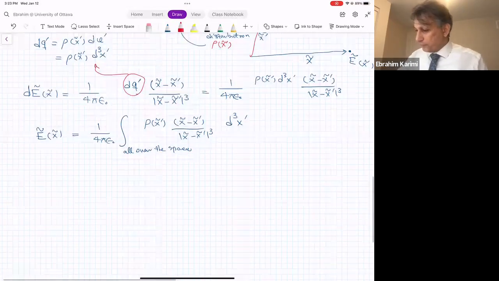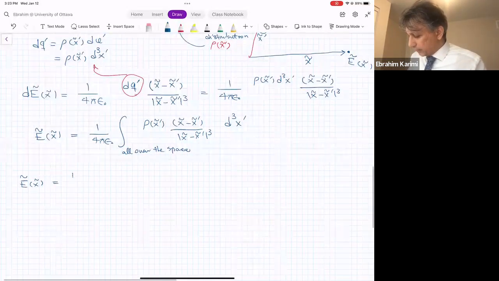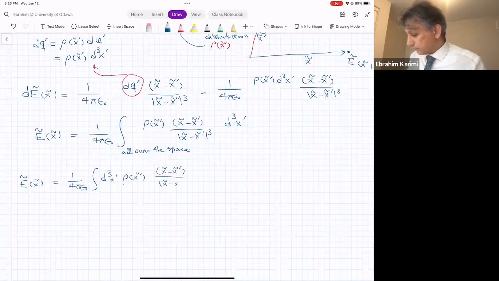So remember, if you have a charge distribution, that is the electric field that can be calculated. Electric field at position x, where x prime is the position of the charge distribution. So it is 1 divided by 4 pi epsilon naught, integral of d3x prime rho of x prime, x minus x prime divided by the magnitude of x minus x prime to the power of 3. Remember, there are other options as well.